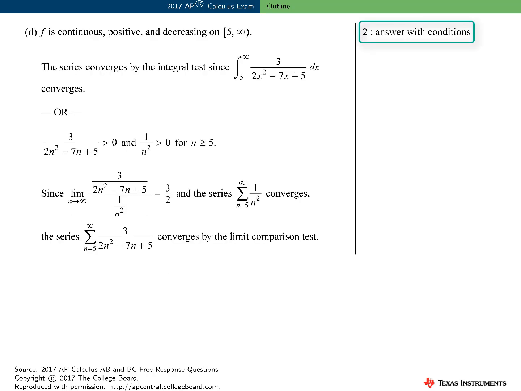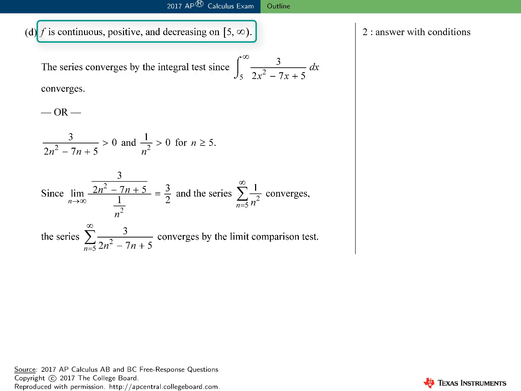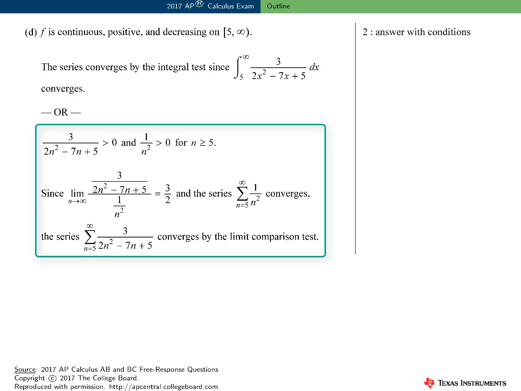Part D was worth 2 points for determining the correct conclusion that the series converges, and for stating the conditions necessary to apply an appropriate test for convergence or divergence. Note that there are two solutions given in the scoring guidelines. The first involves the integral test, and the second involves the limit comparison test.